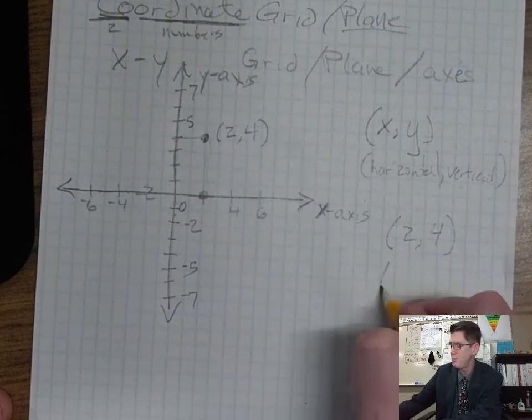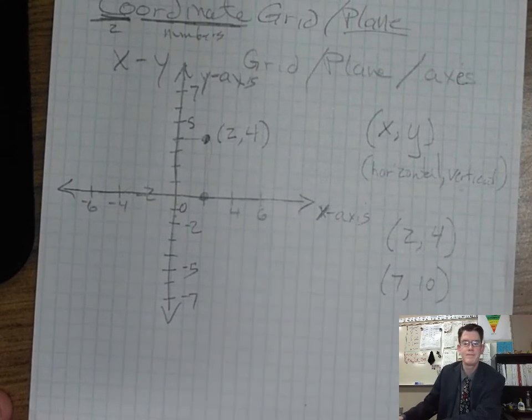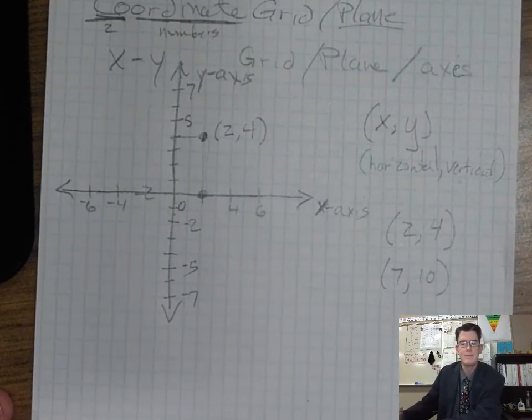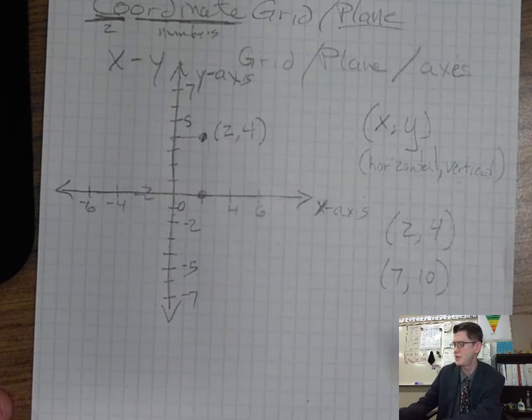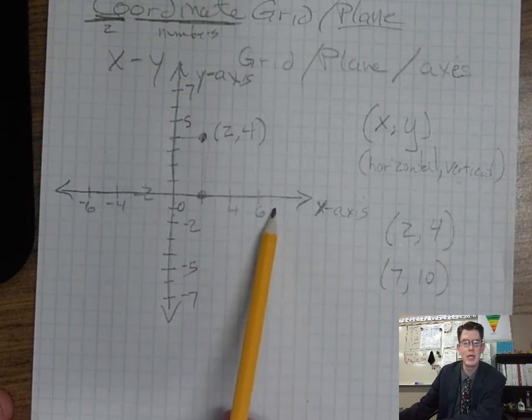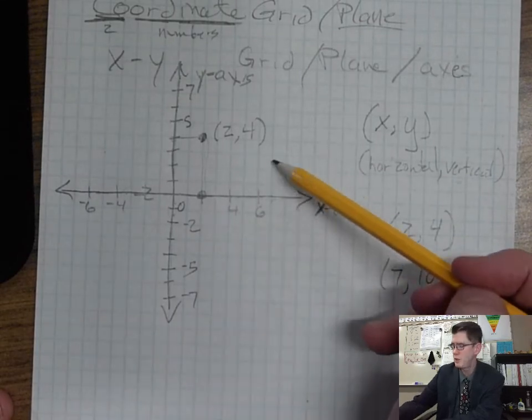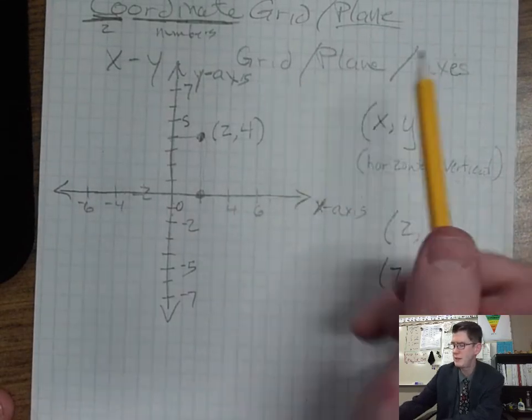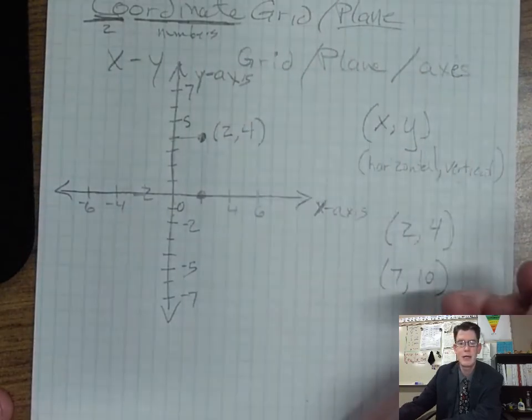So if I want to plot the point (7, 10), where would that be? You can push pause if you want. 7, you find 7 on the x-axis right here. And then you go up 10, you go 10 in the positive direction. 1, 2, 3, 4, 5, 6, 7, 8, 9, 10. Up there. That is the point (7, 10).